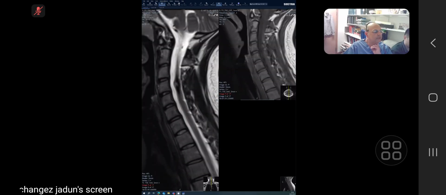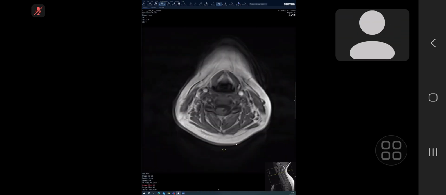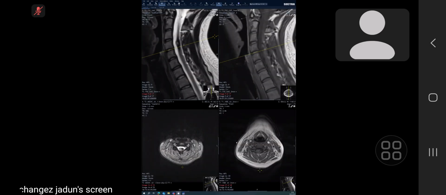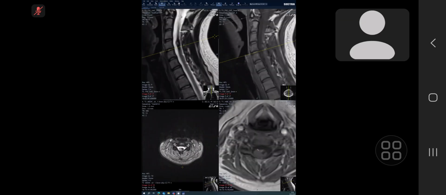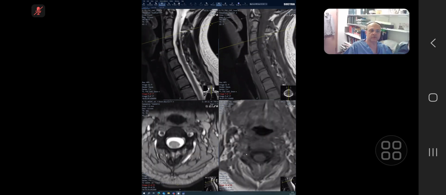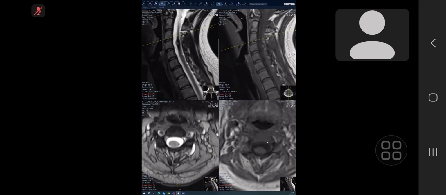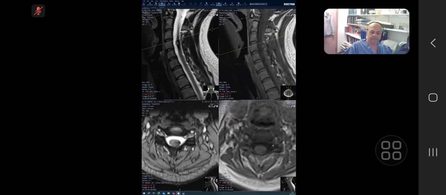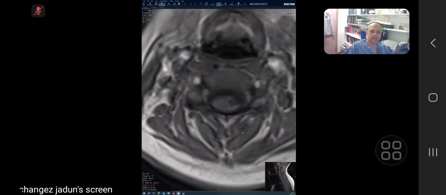Okay, I can show you the axial images. Which axial image do you want to see first? T1 as well as T2. T1. Okay, here you are, T1 and T2. I'm scrolling through. Can you see okay, or should I mag it up more? No, I can see.